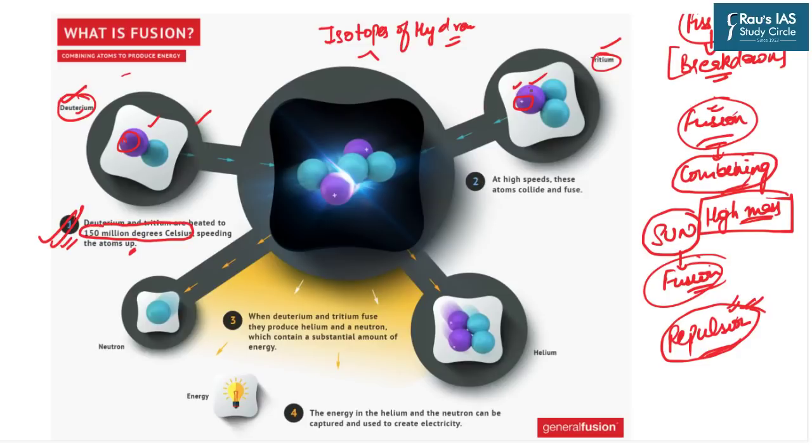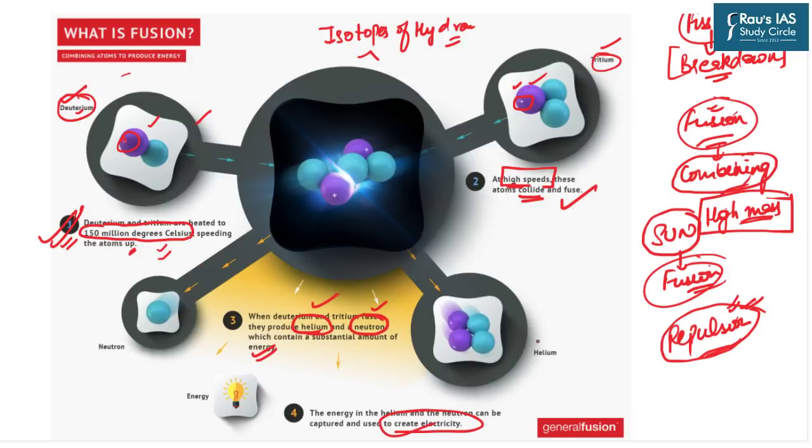And that is how these particles come together and fuse. Because the high temperature and the gravitational pull provide high speeds to these atoms, at such high speeds these atoms collide and fuse with each other. And the moment when deuterium and tritium fuse with each other, they produce two things. One is the helium and the other is the neutron. And these things contain a substantial amount of energy. That is, after the fusion, the energy is released in the form of helium and neutron. And this is the very energy which we want to capture and use to create electricity.